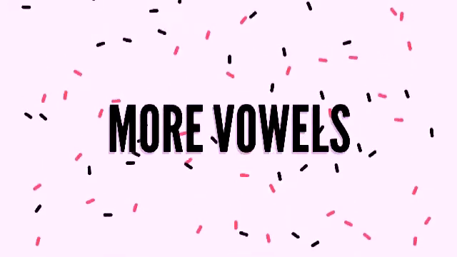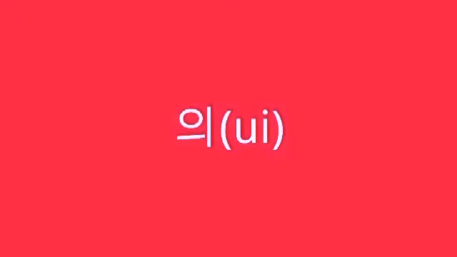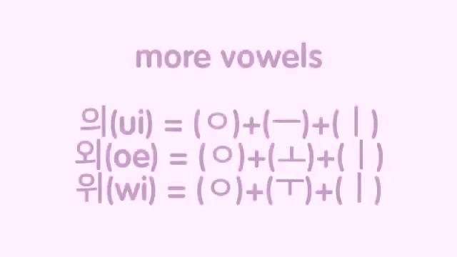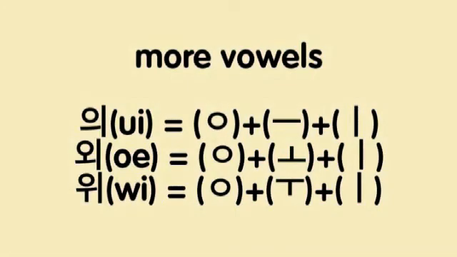Let's study more vowels. Ui. We. Here is the summary of the further vowels that we studied. And if you would notice, these sounds are created by the combination of the previously learned vowels.